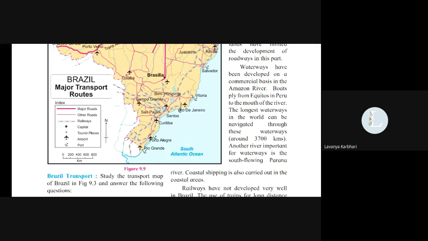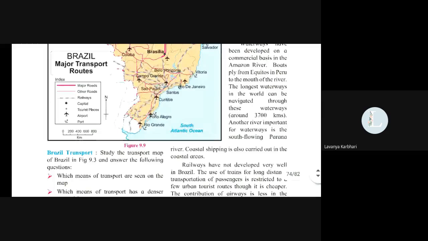Boats ply from Iquitos in Peru to the mouth of the river. Okay, boats ply from Iquitos in Peru to the mouth of the river. The longest waterway in the world can be navigated through these waterways, around 3,700 kilometers. तर हा सगळ्यात मोठा लॉंग वॉटरवे आहे. ओके, जवळपास 3700 किलोमीटर्स हा जो वॉटरवे आहे तो सगळ्यात मोठा आहे वर्ल्ड मध्ये.